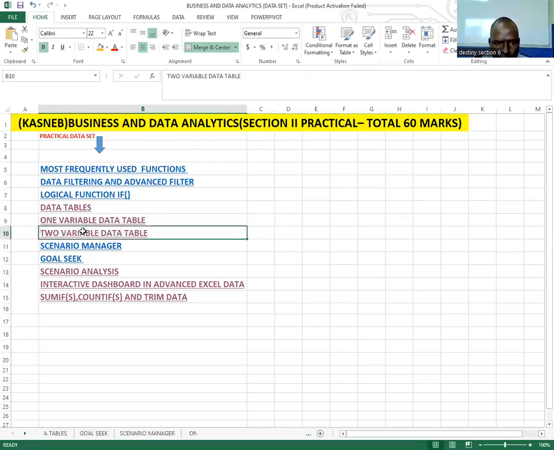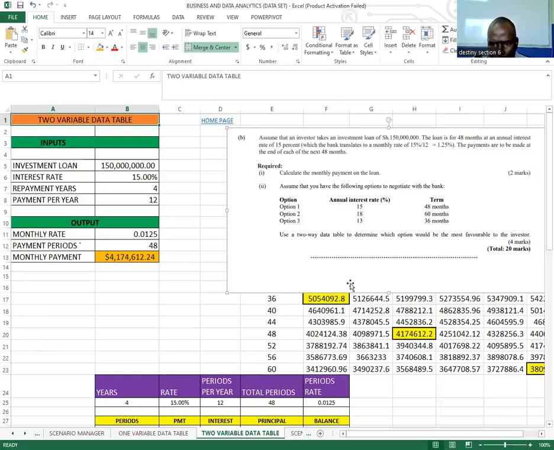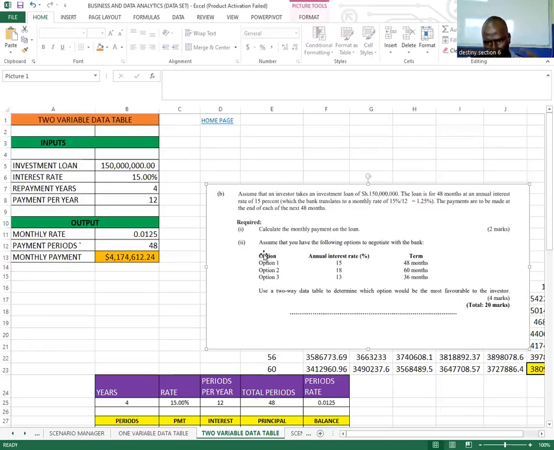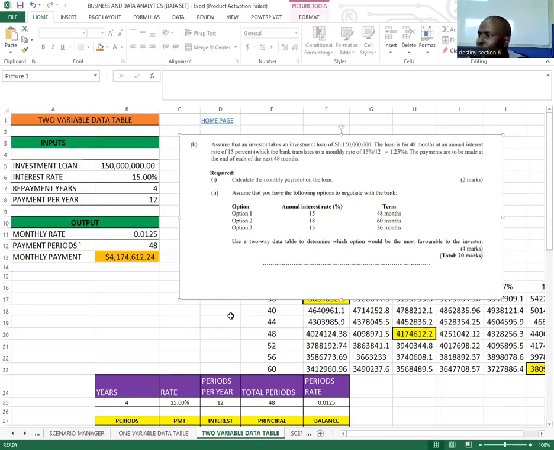So, two variable data table. The two variable data table. I think this one. So that is the question you can see from then. Yes.